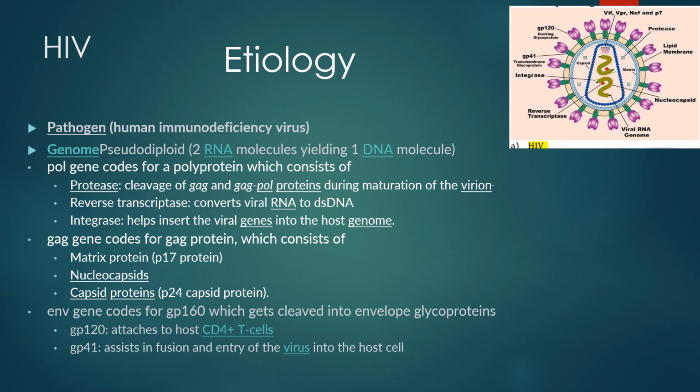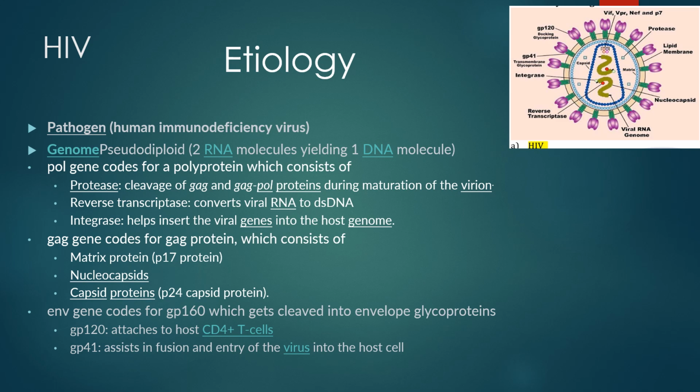So now, the etiology of HIV. In the image you can see the picture of the virus. There are two RNA molecules present in the nucleus of the HIV, and there is a genome which codes for proteins. We have the Pol gene, the Gag gene, and the Env gene. So we have three genes which code for various proteins.